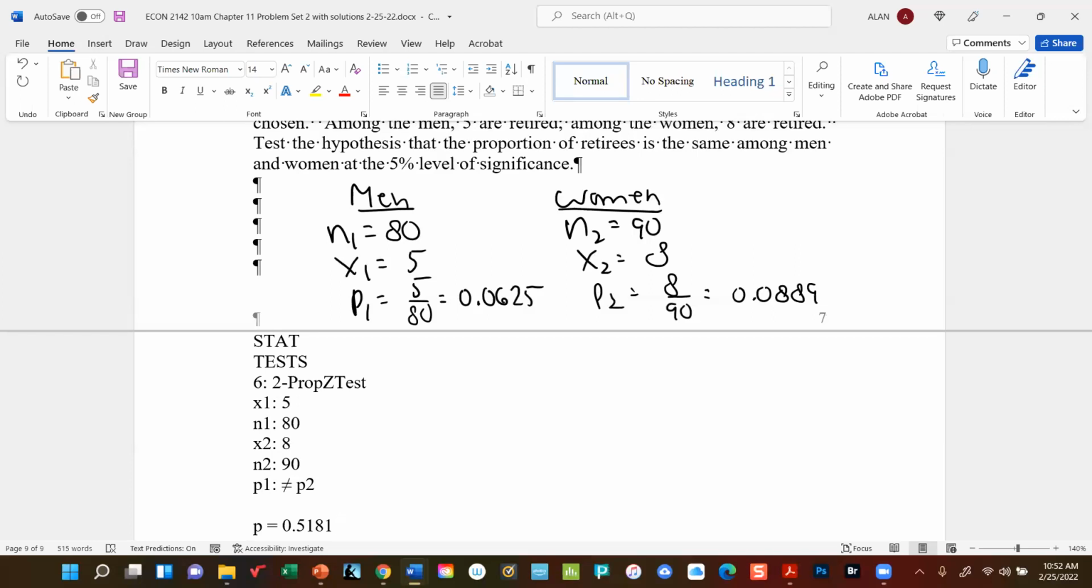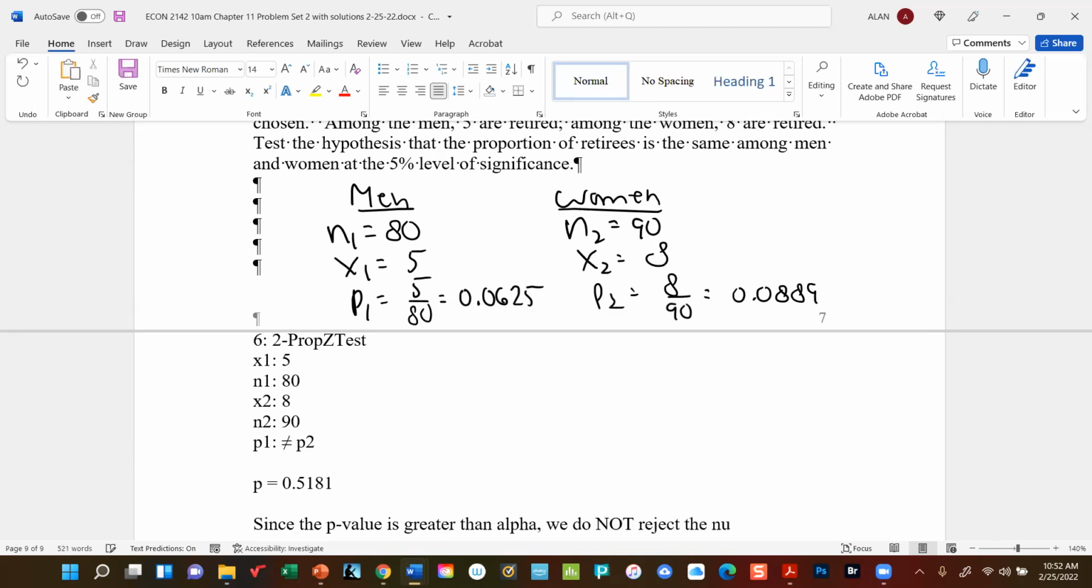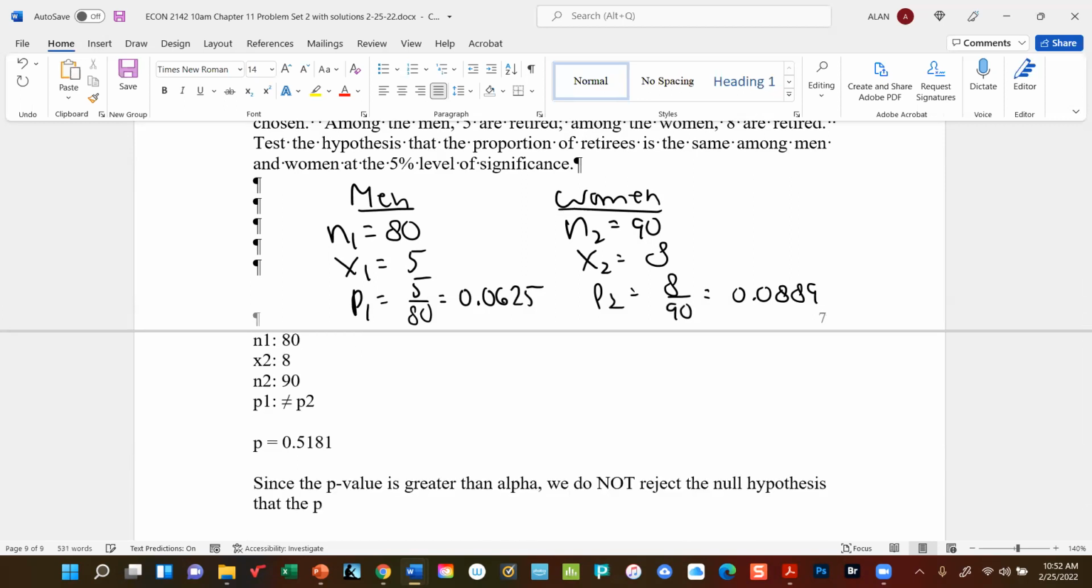Okay, so for the same reasoning, since the p-value is greater than alpha, we do not reject the null hypothesis that the proportions are equal. Okay, so that's it. Okay, well, that was fun.